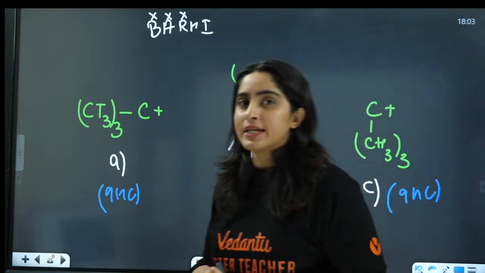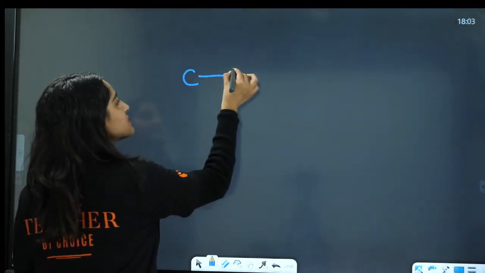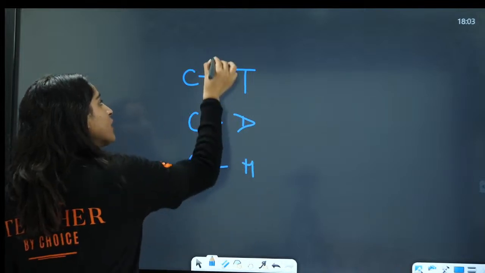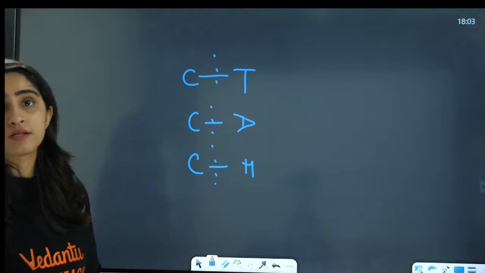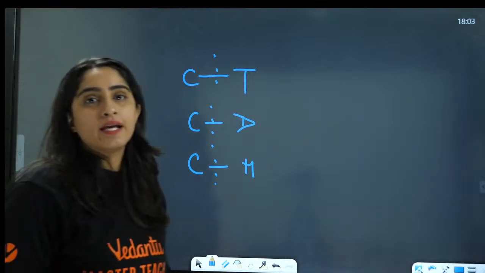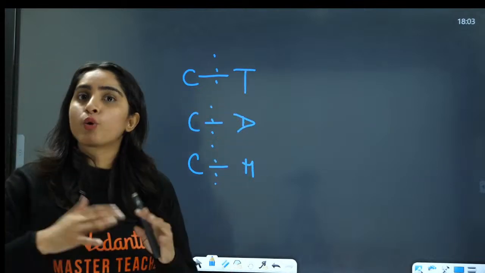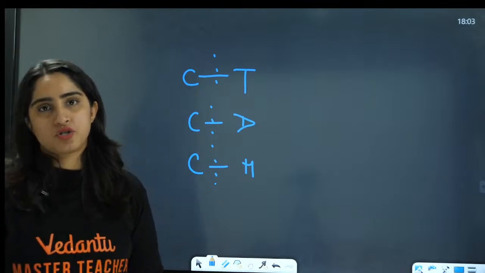So what is the difference? The difference is that the hyperconjugation structure is formed because this CT bond, this CD bond, this CH bond will break. The more easily the C and this particular T, D or H bond is broken, the more easily the hyperconjugation structure will form.